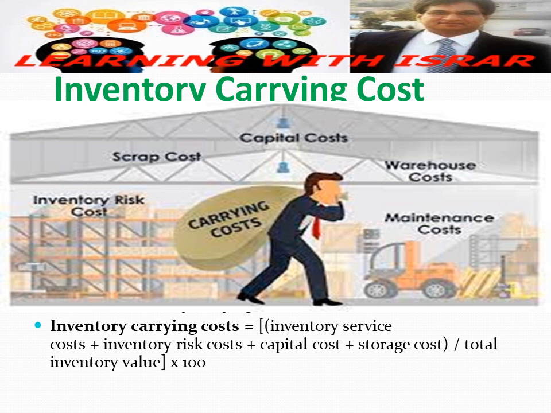So how do we calculate that? It is equal to the inventory services cost plus inventory risk cost plus capital cost plus storage cost. It means all the cost we incur when maintaining an inventory, divided by the total inventory value, multiplied by 100. So how many percent of that inventory value is the cost of carrying that inventory.